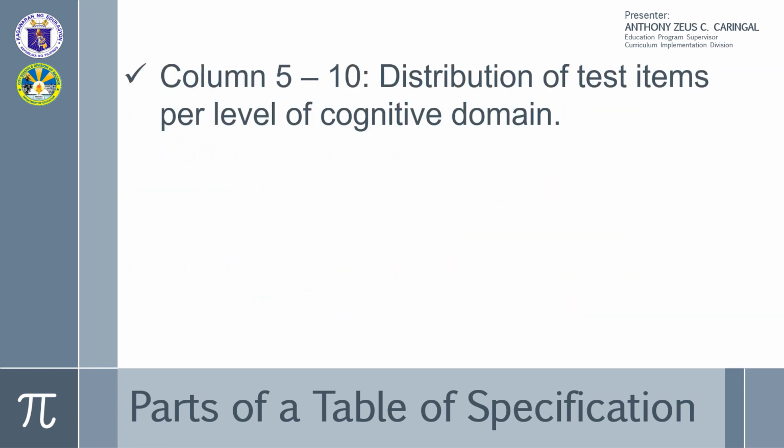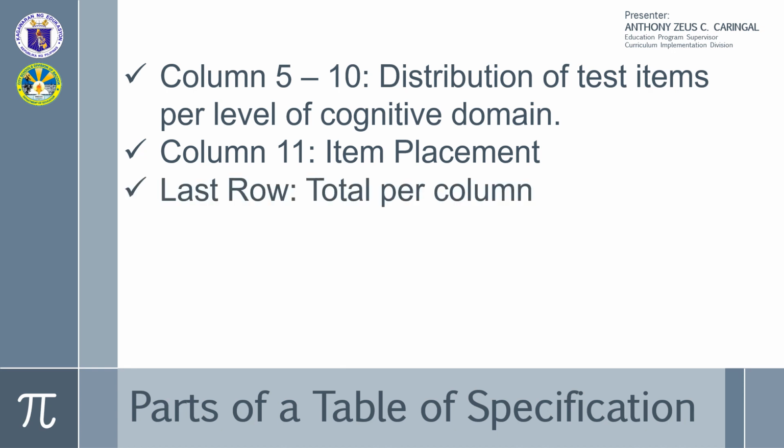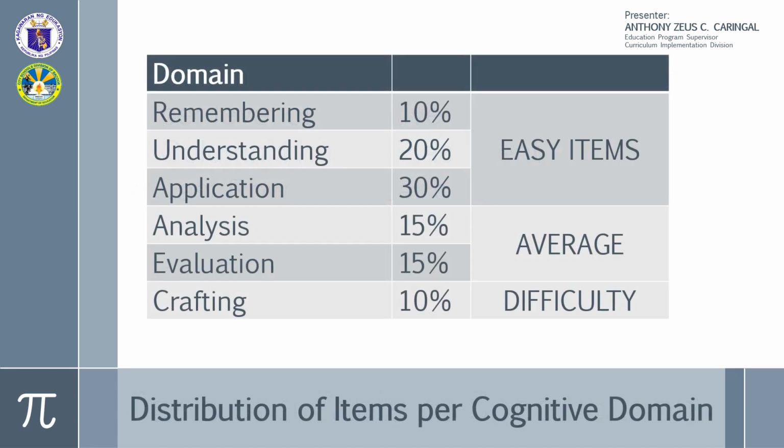Then columns five to ten, distribution of test items per group, per level of cognitive domain. So you have to consider that. Okay? And column eleven, the item placement. You have to put it there, for example, if it's from number 1 to number 10. And the last row is the total per column.